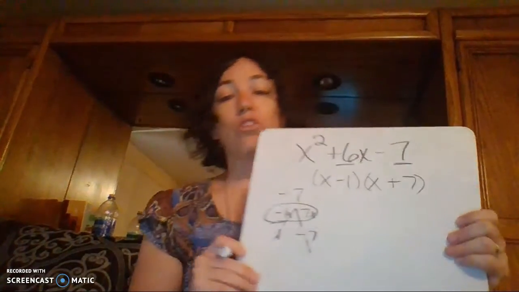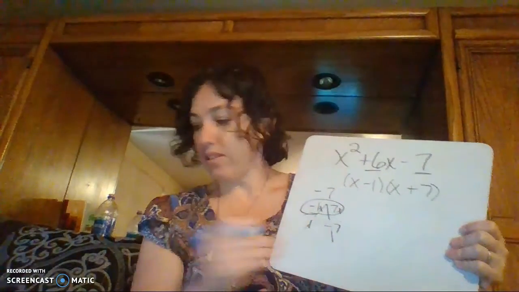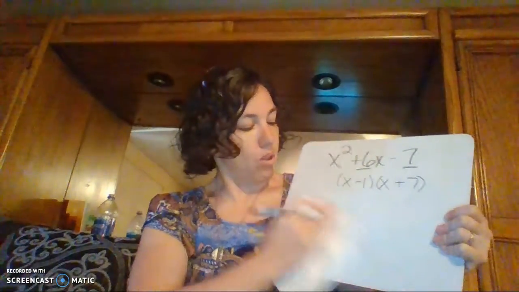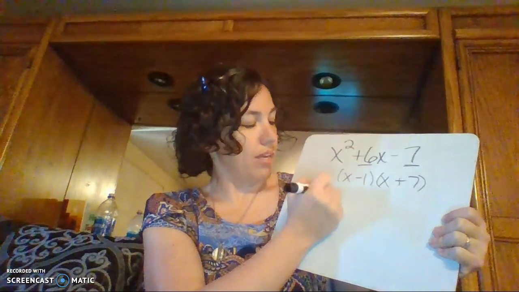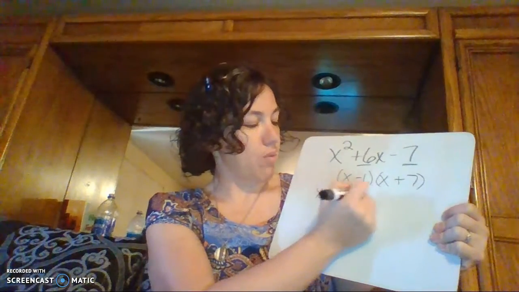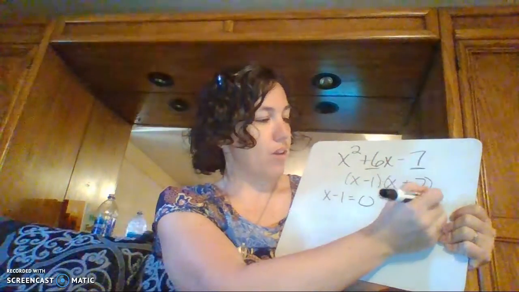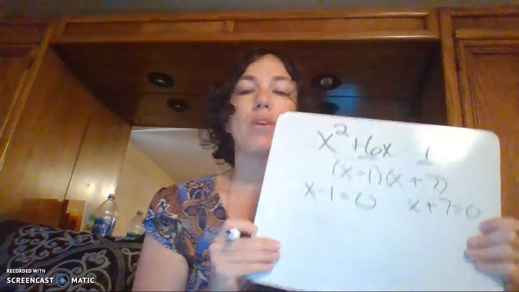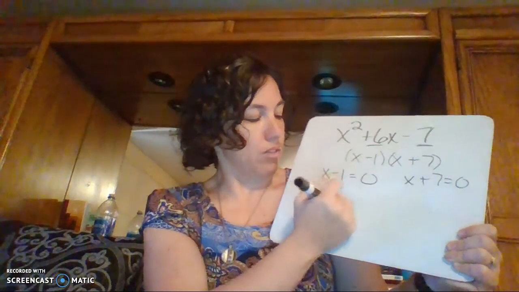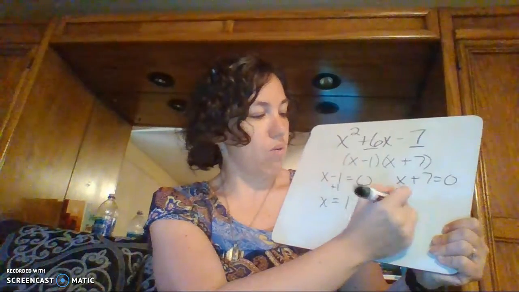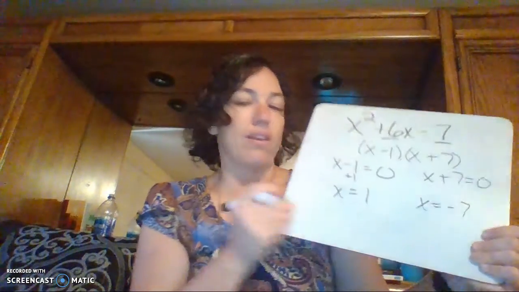Now, in order to find the solutions when factoring, we went over this last week. And what we did is we set each of these, x minus 1 equals 0 and x plus 7 equals 0. We set them both equal to 0 and then solved. In order to solve, you do the opposite. So this would be x equals 1, or x can also equal -7.